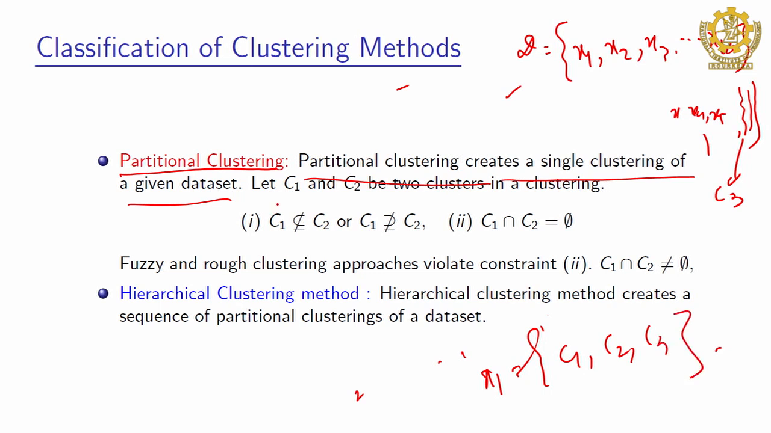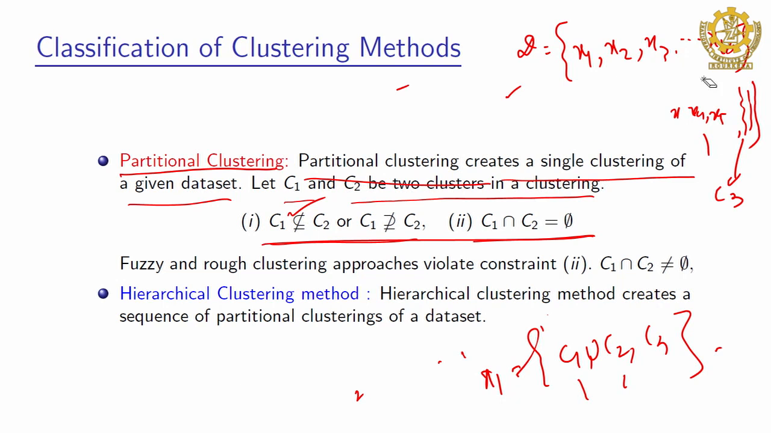Now, what is the characteristic? Let C 1 and C 2 be two clusters in the clustering. Two clusters cannot have a superset and subset relationship, and if you take the intersection then you will get the null set. So, this is called partitional clustering. In partitional clustering you get a single clustering and these two conditions will be satisfied. What are these two conditions? If you take two clusters C 1, C 2, there should not be this kind of relation, that is, a superset-subset relation is not there.